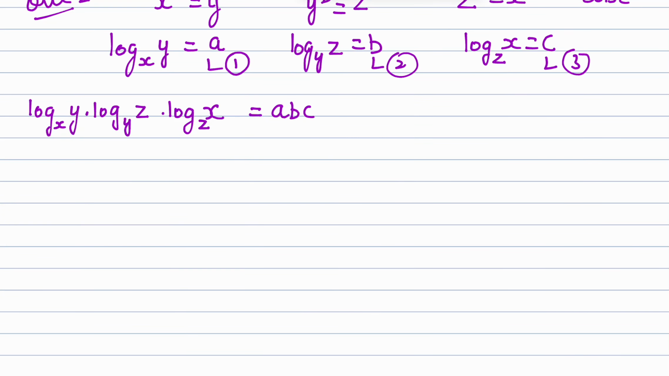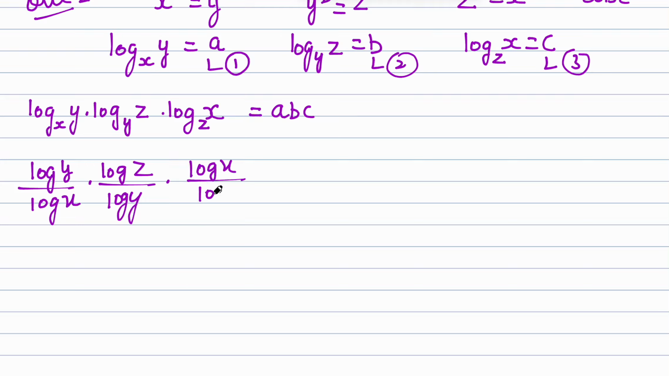But if you have to show your work, like if that is a subjective question and you have to show your work every single step, then you will simply apply the log rule. For example, log base x of y is log of y over log of x, times log of z over log of y, times log of x over log of z. Cancelled, cancelled, cancelled, cancelled, cancelled, cancelled, is equal to abc. So that means abc is equal to 1. See how log helped us to solve it really quickly and easily.